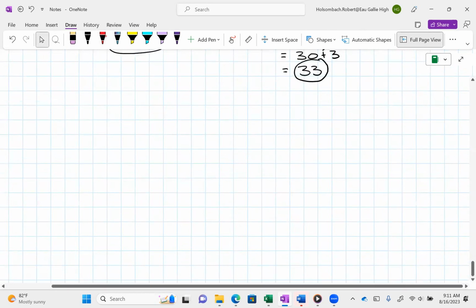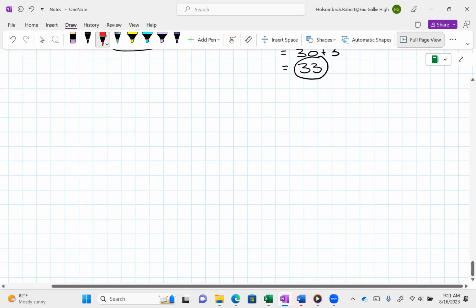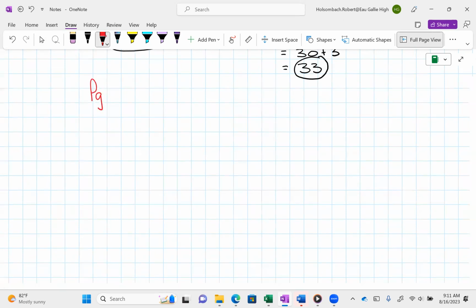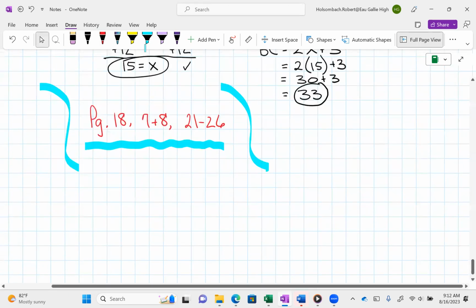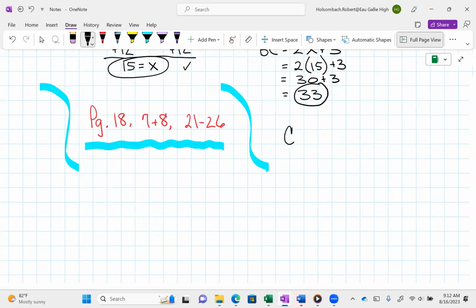All right. So practice today is going to start on page 18. You got problems 7 and 8. And then over on the next page, I want you to do problems 21 through 26. Again, you're still checking the odds in the back of the book. That's part of your assignment every day. And I'll just write check odds. And by now, everybody knows what that means.